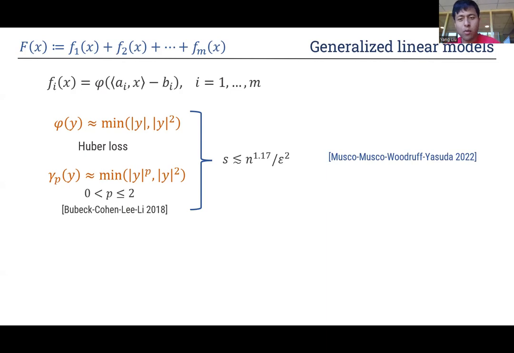For these settings, it was recently shown that you can achieve sparsity at most n to the 1.17 over epsilon squared, but a tight bound of n over epsilon squared was not known. Additionally, there are some functions like the Tukey loss, which is min of 1, y squared, for which some sparsification results are known, but they are a little less smooth than the Huber and gamma losses mentioned above.